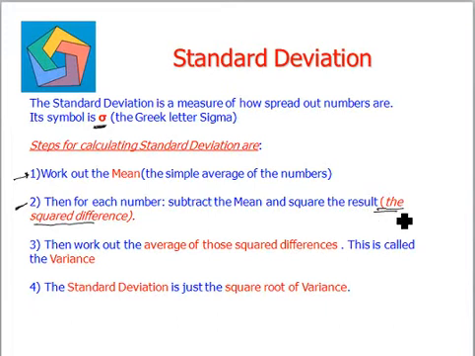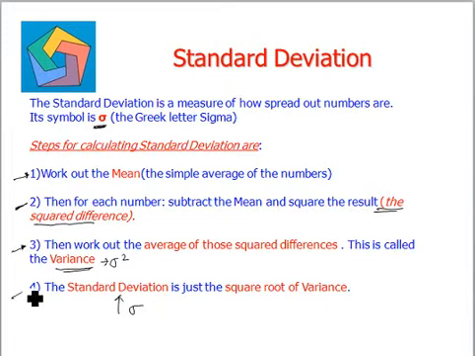Then we work out the average of those squared differences. This is called the variance. This is depicted by sigma squared. Now the standard deviation is just the square root of the variance. Whatever value we obtain in step 3, we take the square root of that, and that will give us the standard deviation sigma.